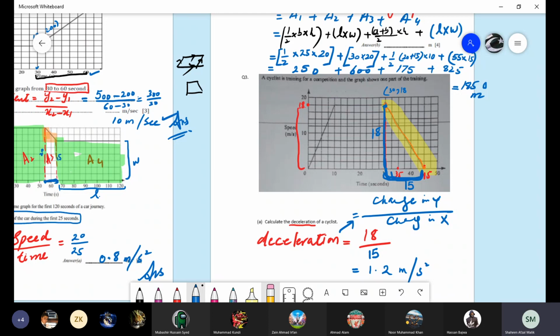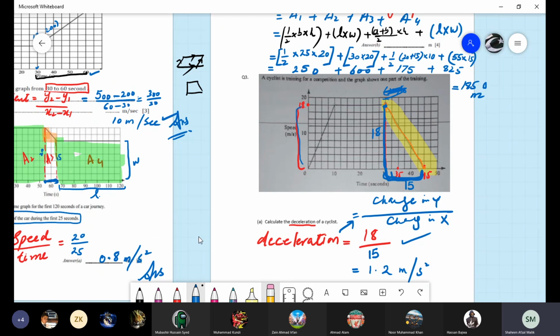We will just see the change in y. Change in y is this much unit, and change in x is the distance from 45 to 30, not 35, 30. So in this way, you can find out the deceleration.